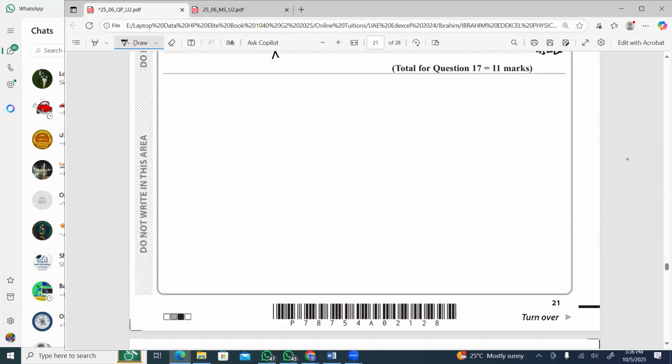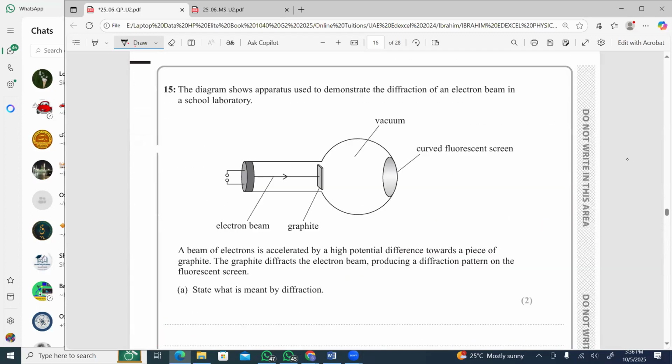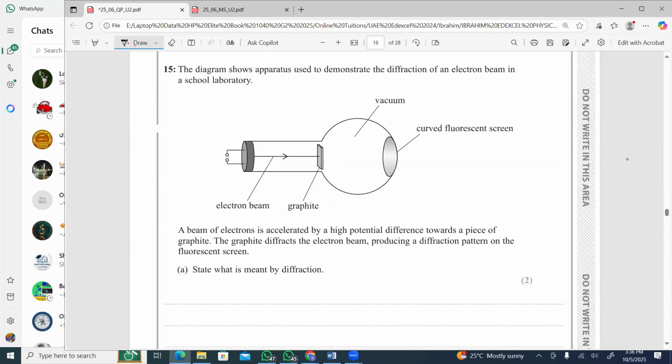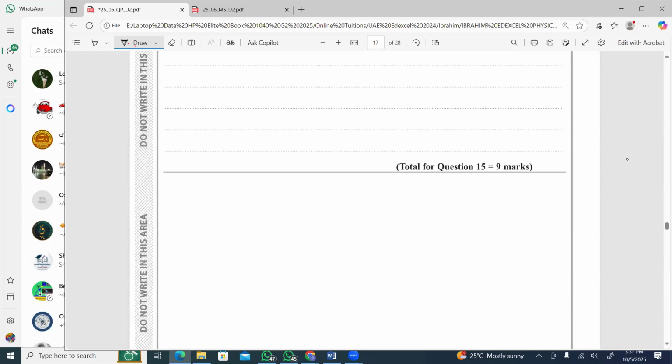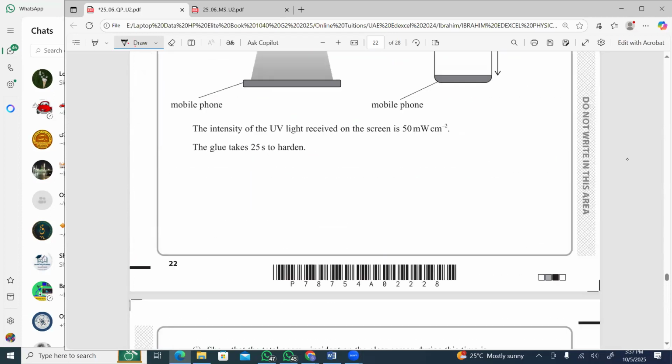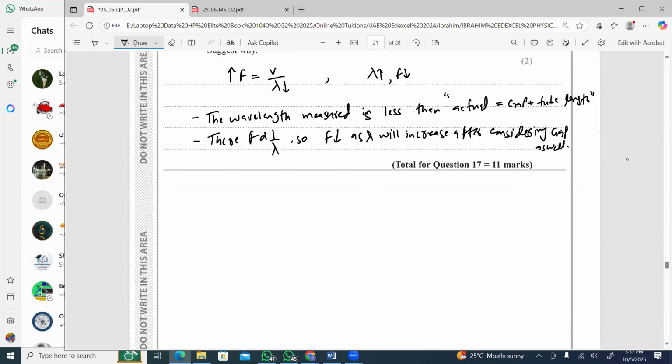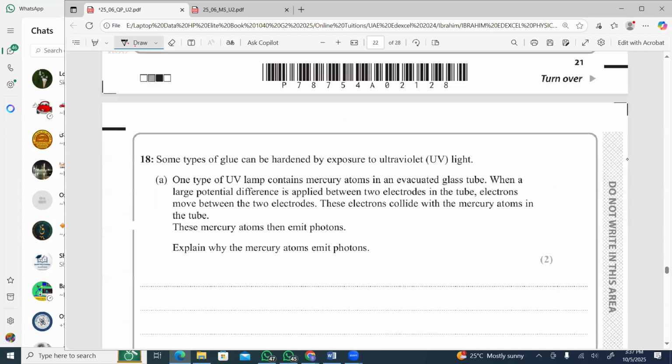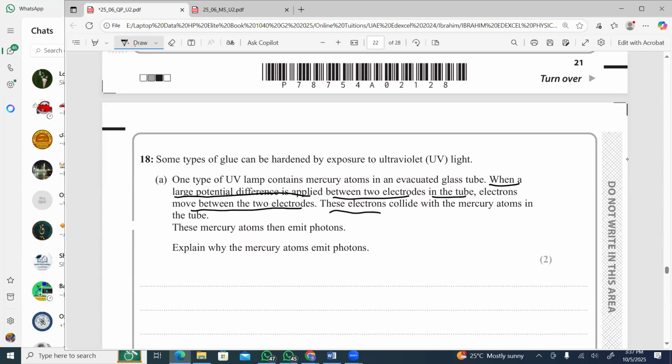So remember in the diffraction question, I explained to you that when you apply a very high voltage here, then the electrons are accelerated, right? So the same thing is actually happening in this question. If you read it closely, they are saying that when a large potential difference is applied between the two electrodes in the tube, electrons move between the two electrodes because they're accelerated. These electrons collide with mercury atoms in the tube. These mercury atoms then emit photons. Explain why the mercury atoms emit photons.